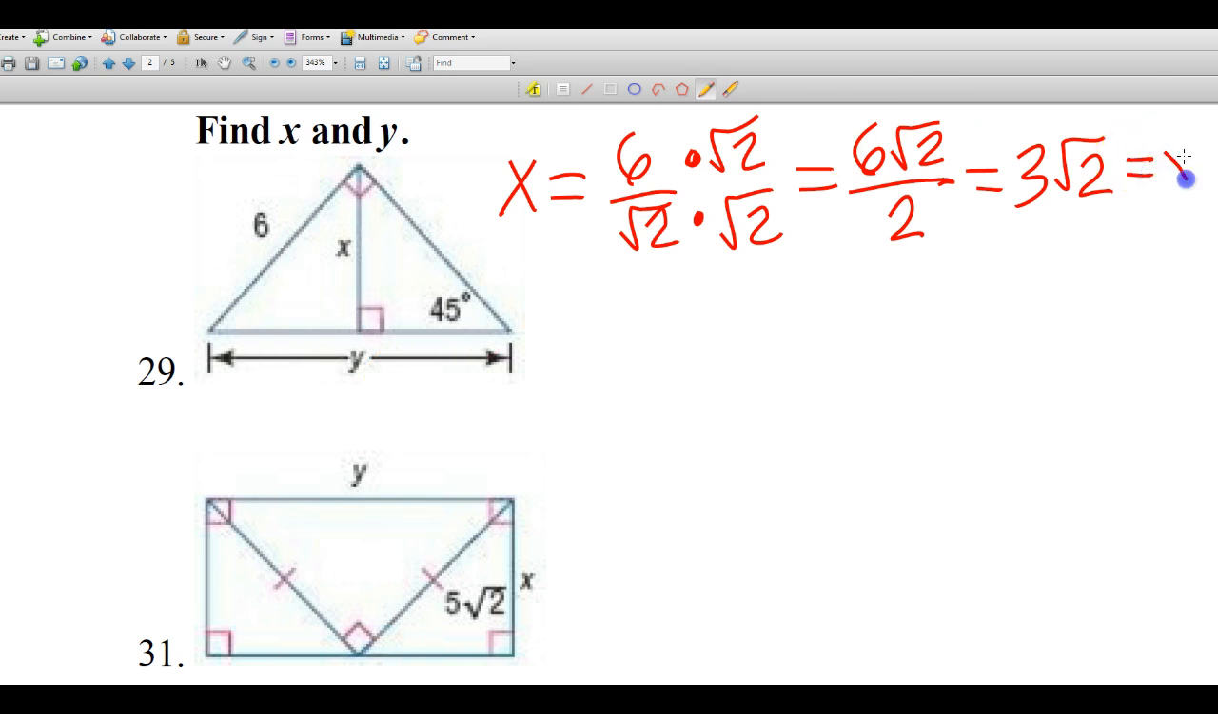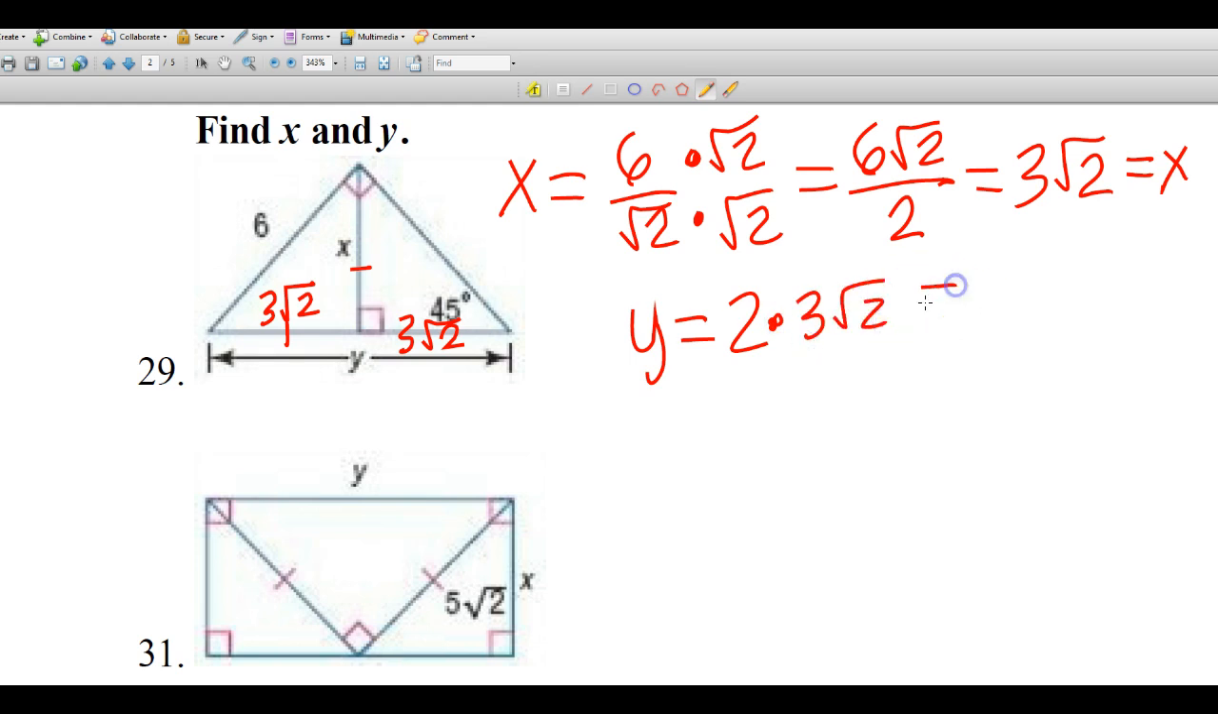So that being our x, to solve for y, we know that the legs of a 45, 45, 90 are congruent. So this would also be 3 square root of 2 here and 3 square root of 2 there. In other words, 2 times 3 square root of 2, so y is equal to 2 times 3 square root of 2, which is 6 square root of 2.